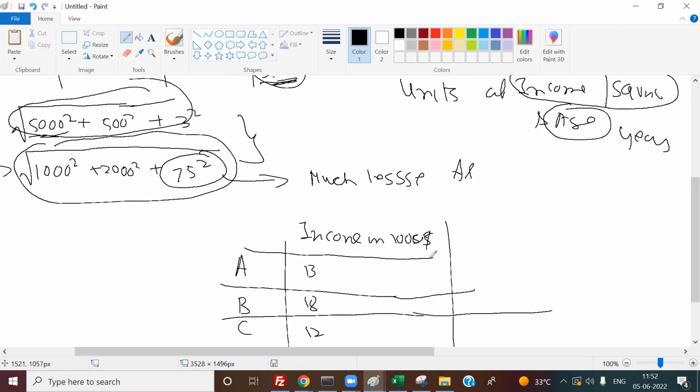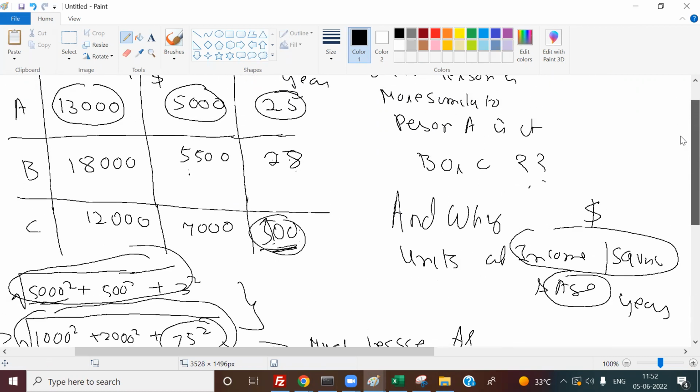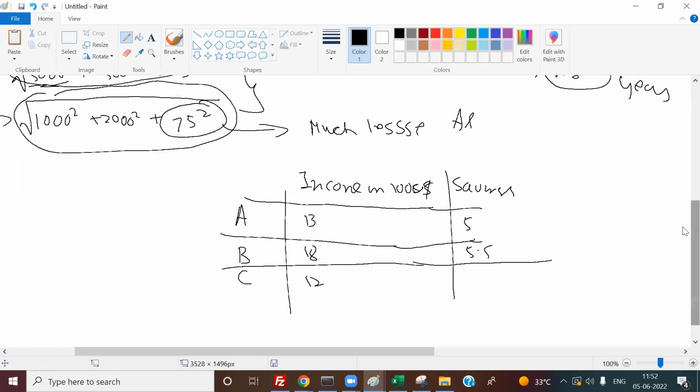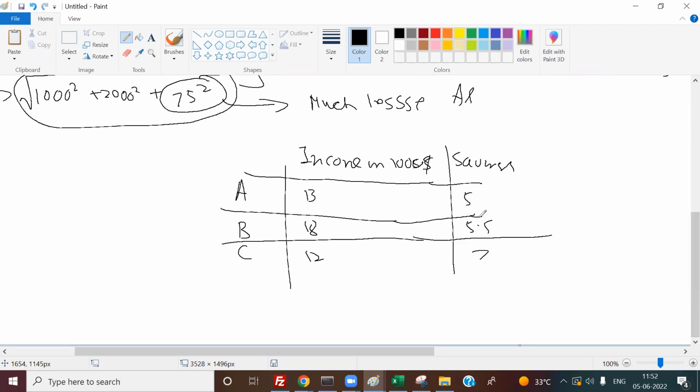Then what was the savings? Savings was 5,000, or let me say this is also measured in thousands. So 5, 5.5 and 7. And age is 25, 28 and 20. Now do the calculation. Let's see if the answer changes. Will the answer change?